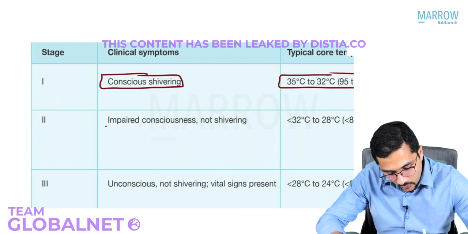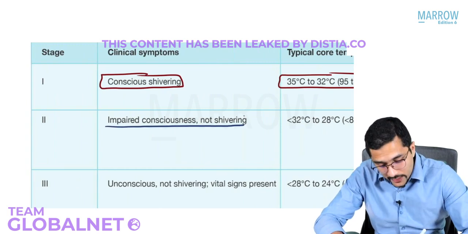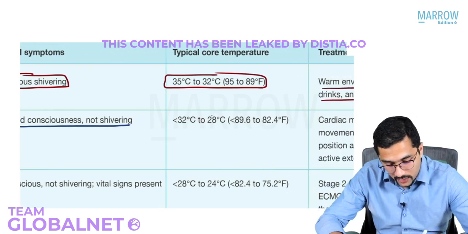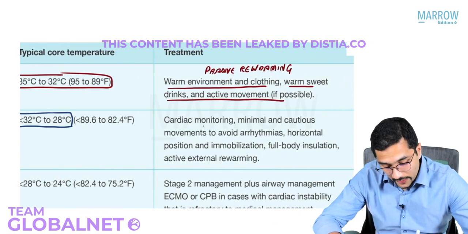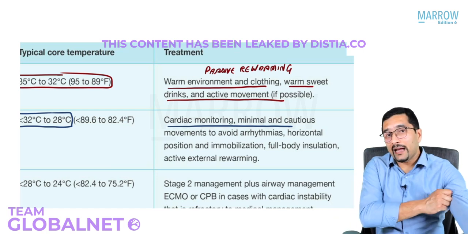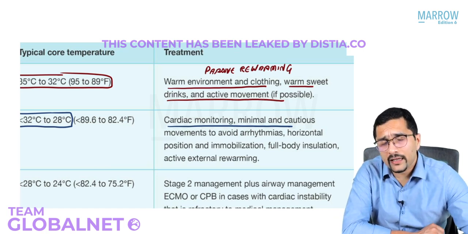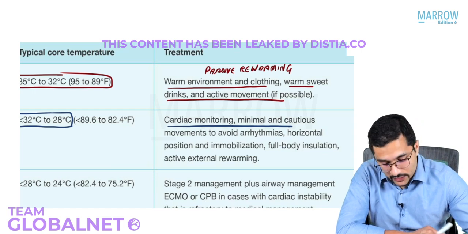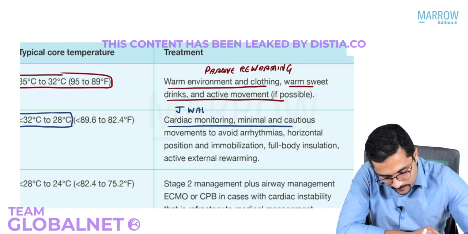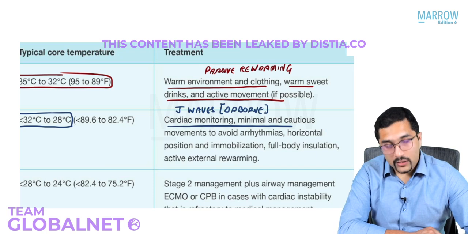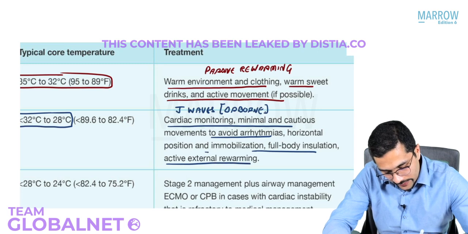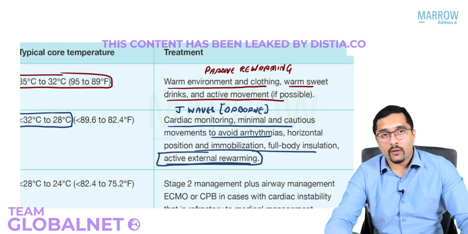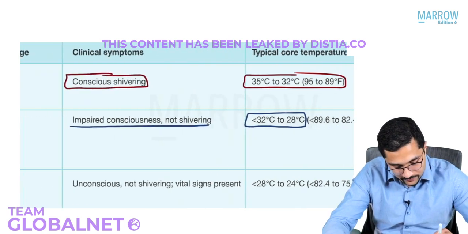Stage 2 is impaired consciousness, not shivering. Patient is not shivering now because of hypothermia. Here it is between 32 to 28 degrees. And here we have to carry out cardiac monitoring because these patients can have arrhythmias as well. And J waves or Osborne waves can be seen here, which are seen in hypothermia. And cautious movements to avoid arrhythmias. There should be active rewarming done as well. So from stage 2, active rewarming techniques along with passive techniques should be done.